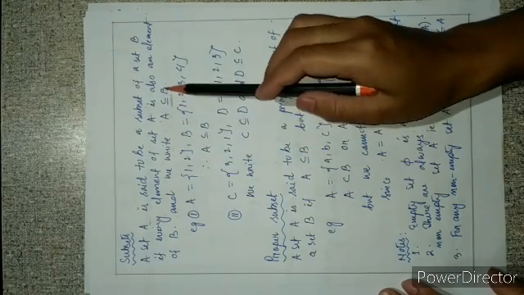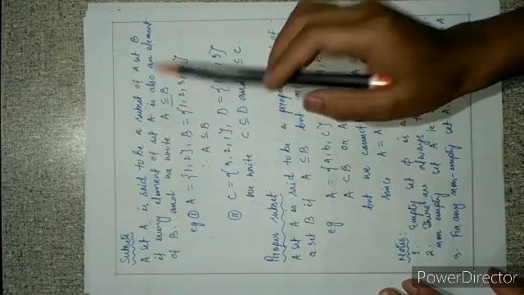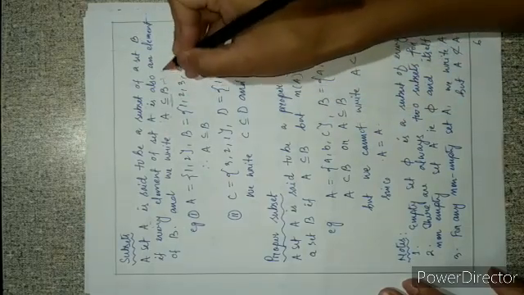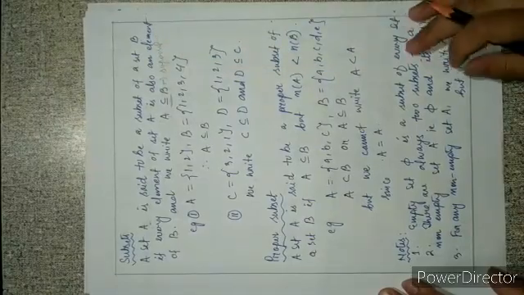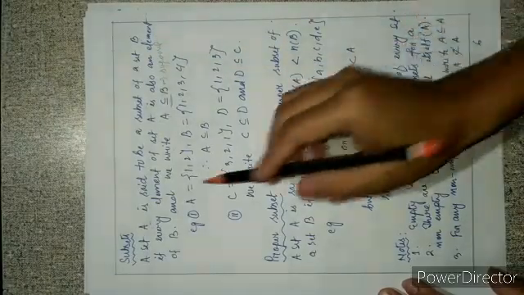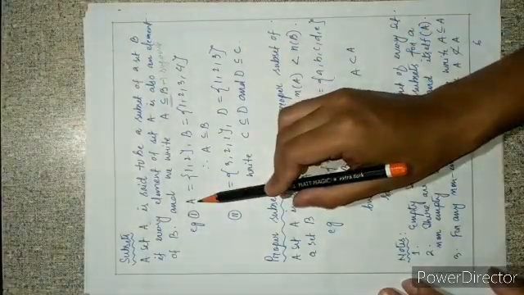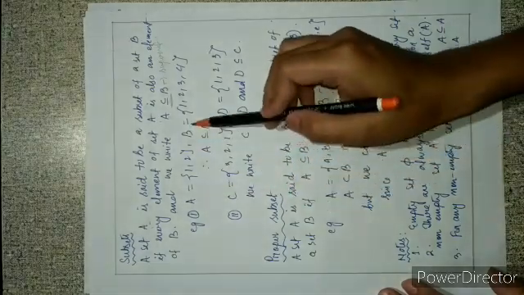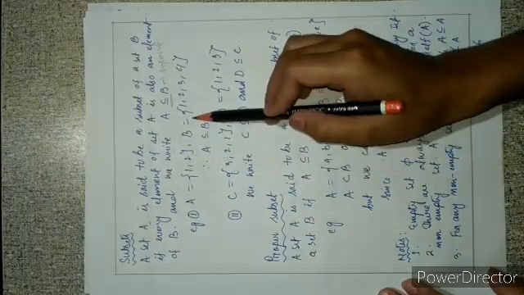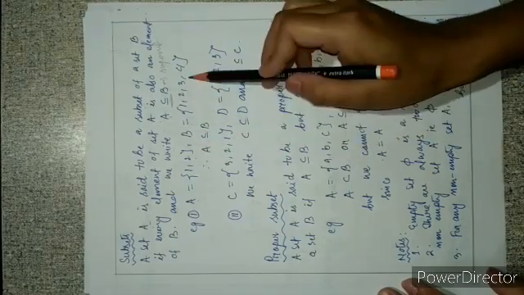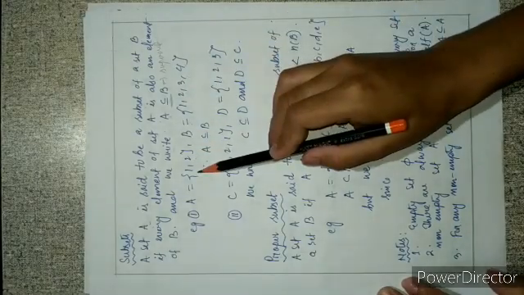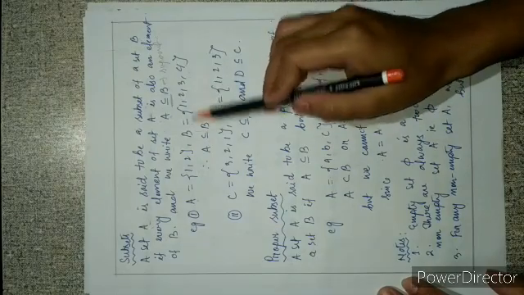A is called a subset of B and B is called a superset of A. Example: let us consider any two sets, set A and set B, whose elements are 1, 2. The elements of set B are 1, 2, 3, 4. All the elements of set A are in set B, and B is the bigger set.